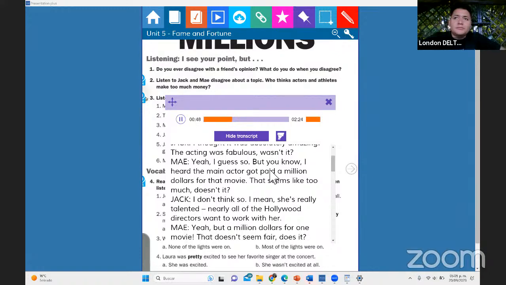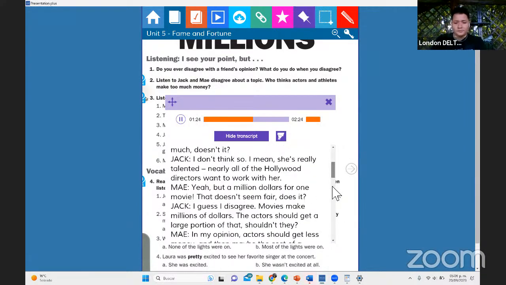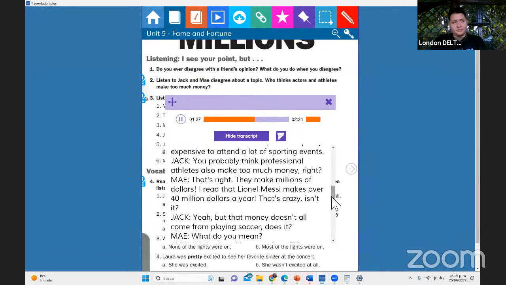I guess I disagree. Movies make millions of dollars. The actors should get a large portion of that, shouldn't they? In my opinion, actors should get less money. And then maybe the cost of a movie ticket wouldn't be so high. I mean, it's fairly expensive to go to the movies these days. That's true. The same is true for sports. It's pretty expensive to attend a lot of sporting events. You probably think professional athletes also make too much money, right? That's right. They make millions of dollars. I read that Lionel Messi makes over $40 million a year. That's crazy, isn't it?